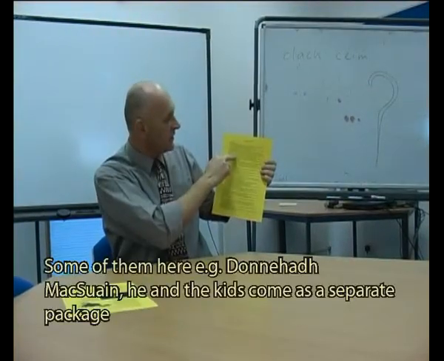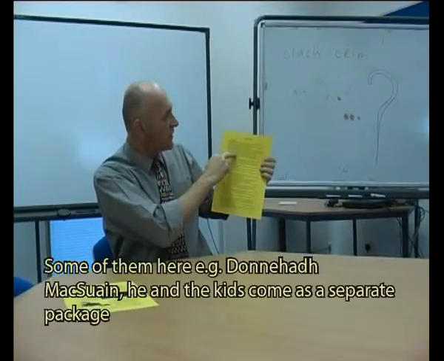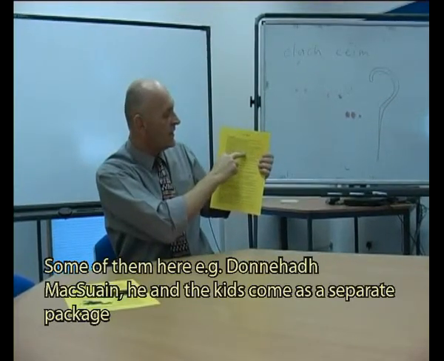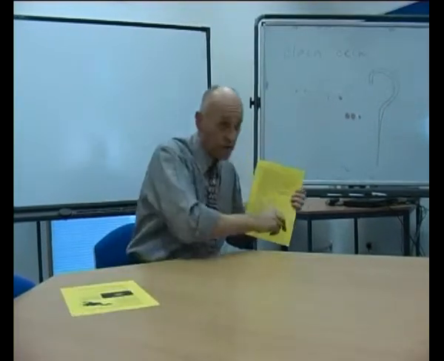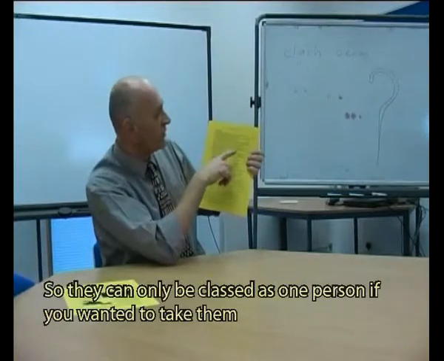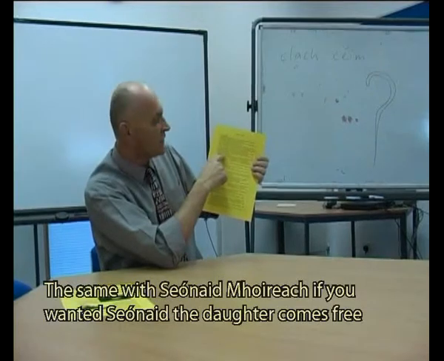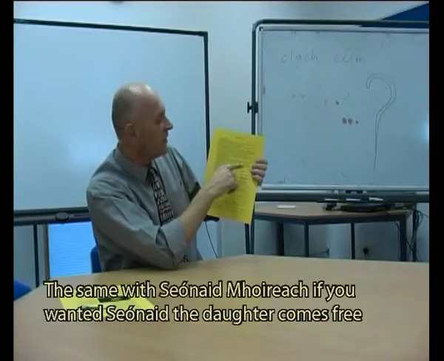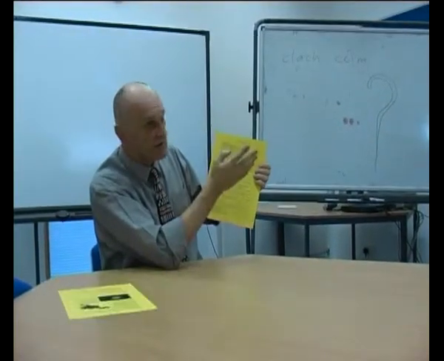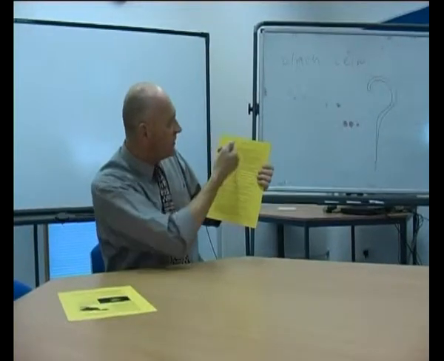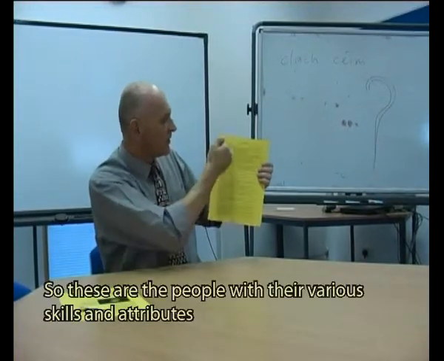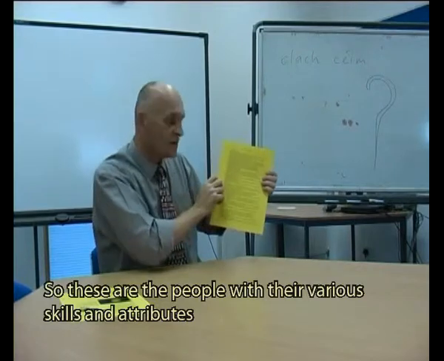Some of them here, for instance, Dunachamach Suai, he and the kids come as a package. So they would only be classed as one person if you wanted to take Dunachamach. The same with Sheonach Villach. If you wanted Sheonach, the daughter comes free. So she's a bargain. So these are the people. Here they are with their various skills and their various attributes.